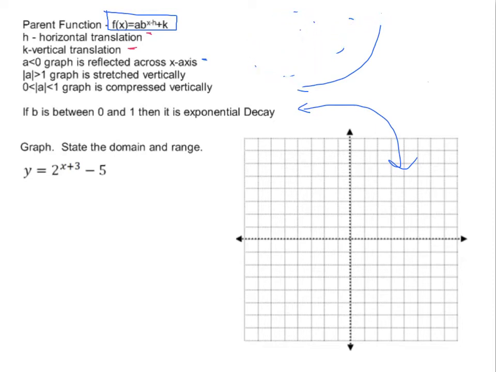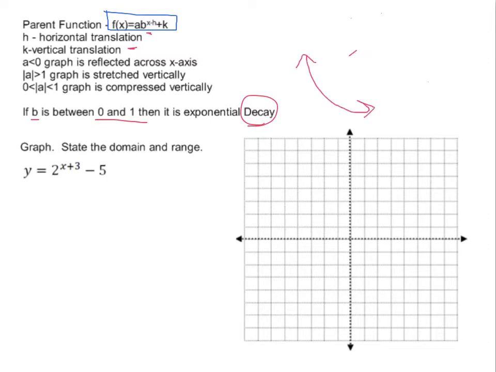Depending on how big that a value is, if it's greater than 1, it's going to be stretched vertically. If it's less than 1, it's going to be compressed vertically. So that's talking about the stretch, the same thing that we learned about with quadratics. And then if b, the value b here, is in between 0 and 1, then it's called decay. And decay means we start up high and go low. Where growth is we start low and go high.